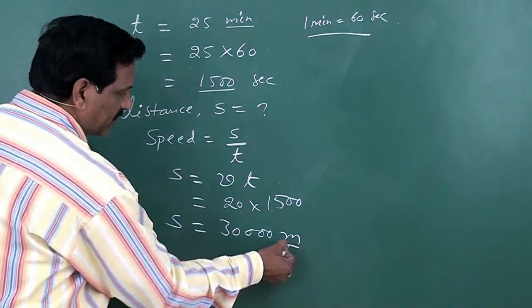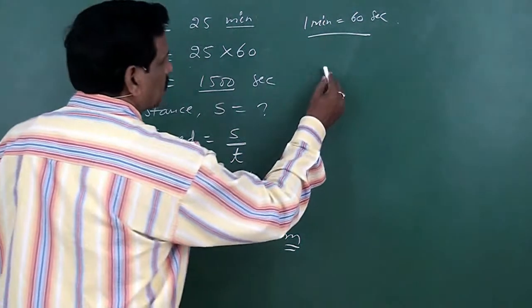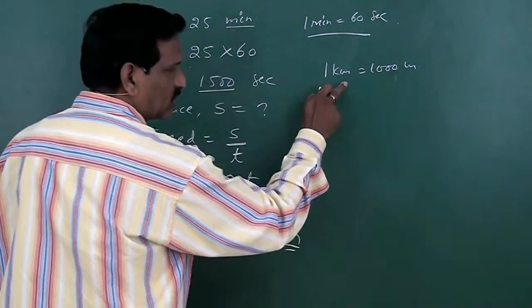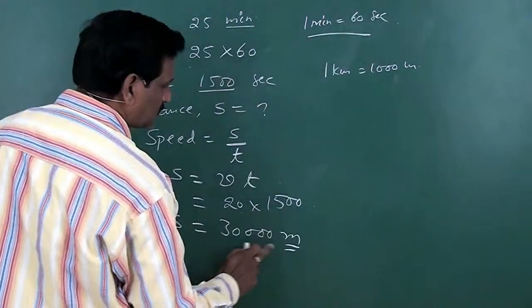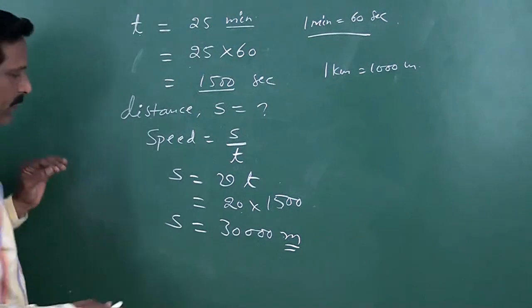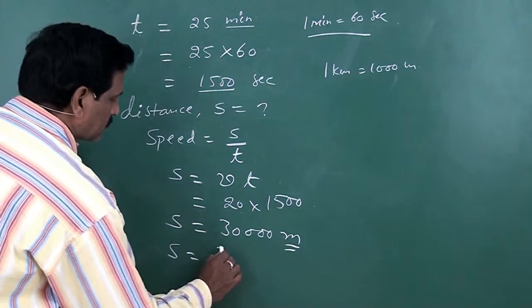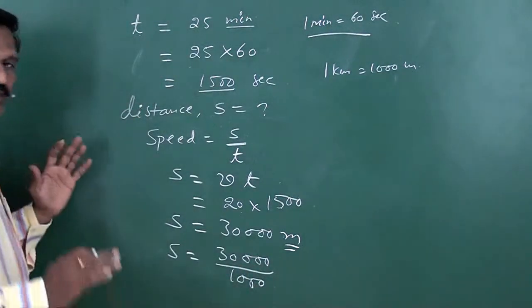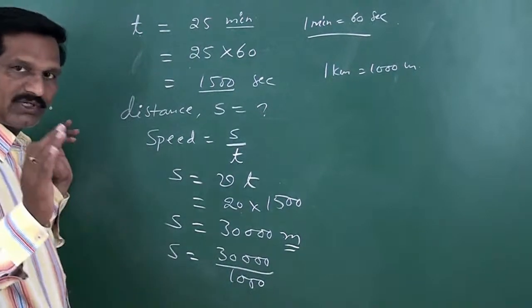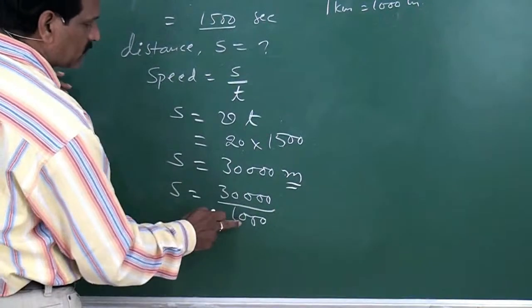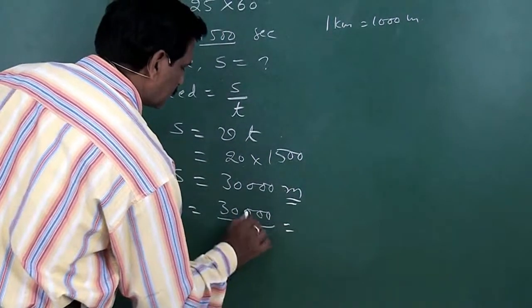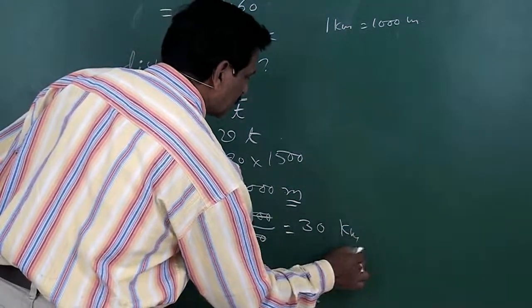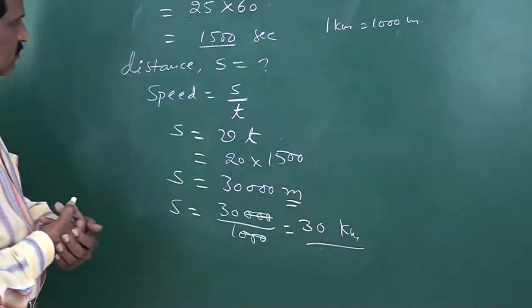We have to convert this meter into kilometer. We know that 1 kilometer is equal to 1000 meter. So 30,000 meter means how much? S is equal to 30,000 divided by 1000. When meter is converted into kilometer, we have to divide this value by 1000. So 3 zeros cancelled, then the remaining is 30. So 30 kilometer is your answer.